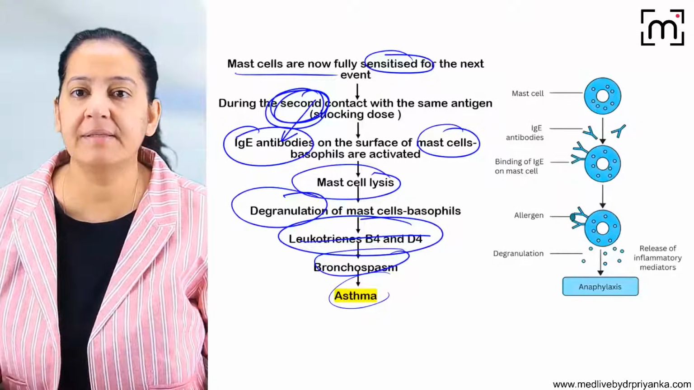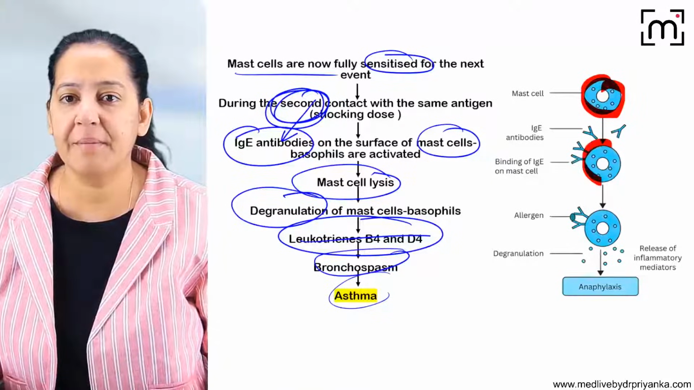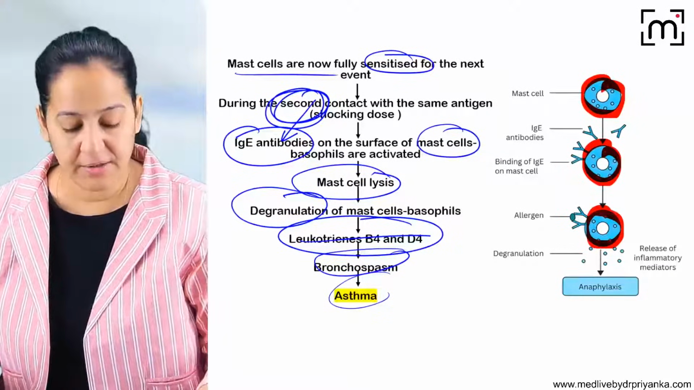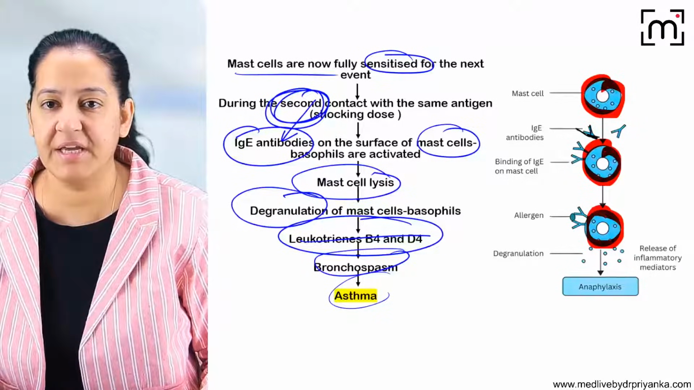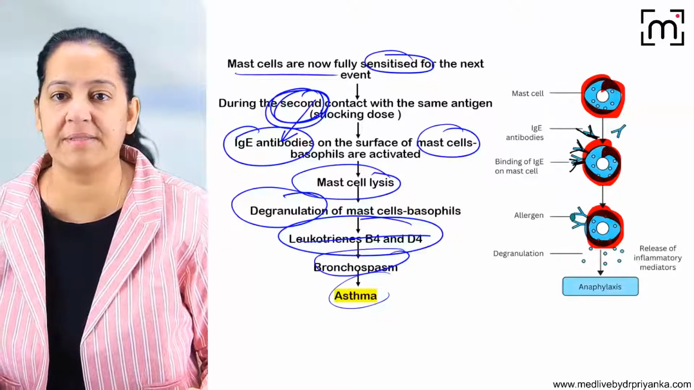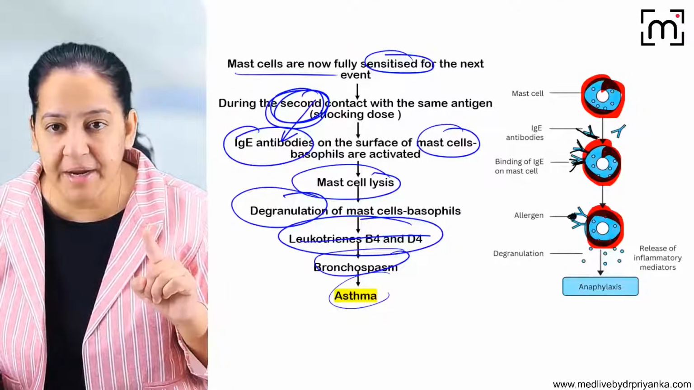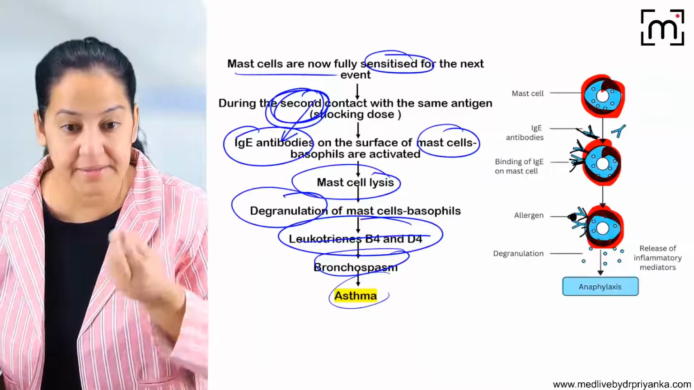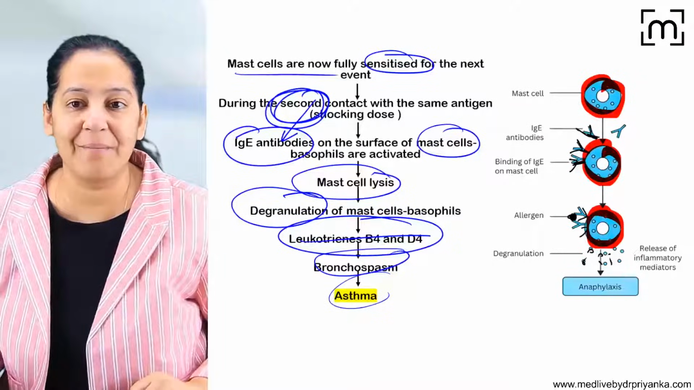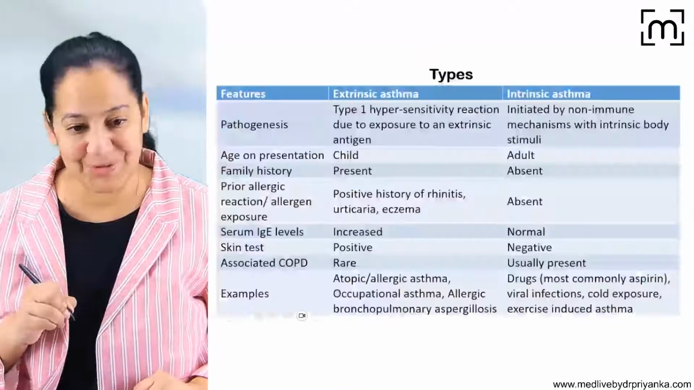Here you can appreciate this is the mast cell. On the surface of the mast cell, appreciate the antibodies. These are the IgE antibodies present on the surface of the mast cell. Now whenever the antigen comes and binds with the antibody, it gives the signal to the mast cell, which ruptures, and you can see the granules come out. And that is leading to asthma.